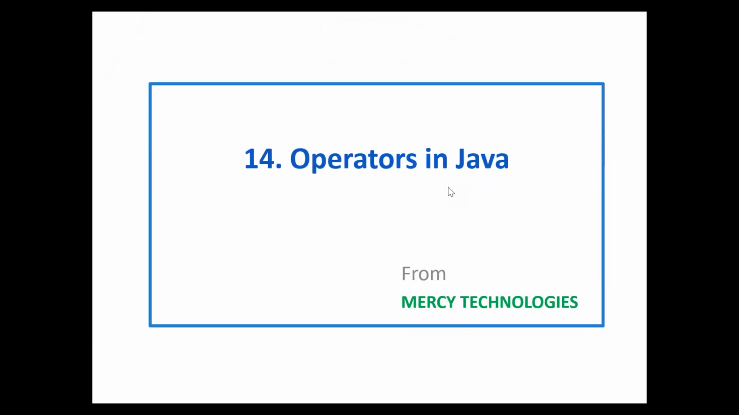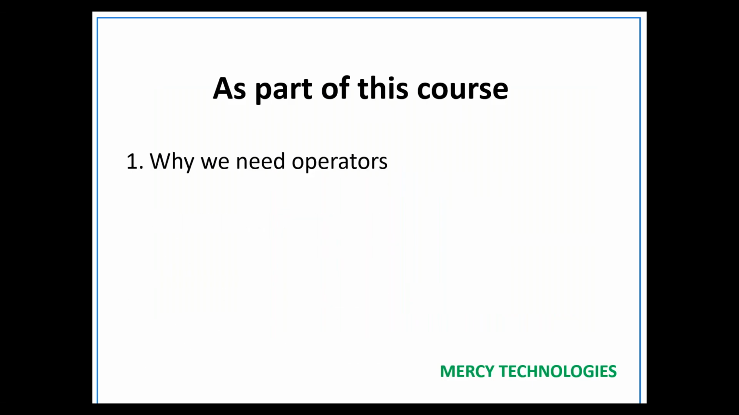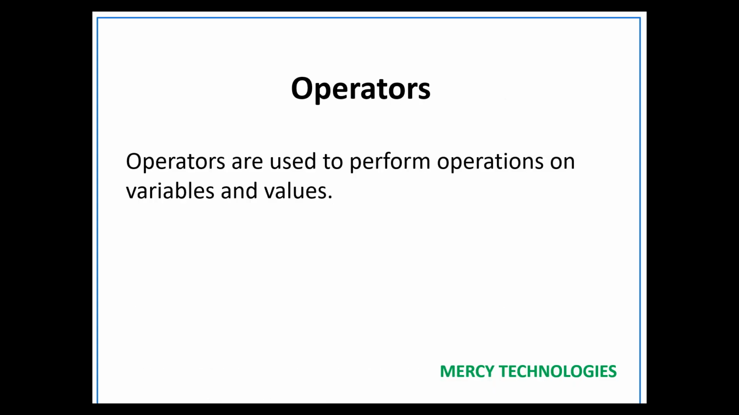As part of this class, let's see different types of operators in Java. So in this class, let's see what is meant by operators, why we need operators, what we are achieving through operators, and mainly what types of operators are available in Java. Java provides a rich set of operators. Why do we need operators? What is meant by operators?